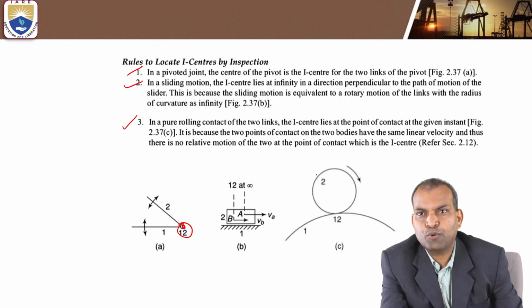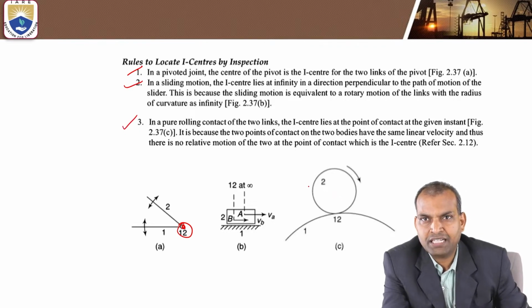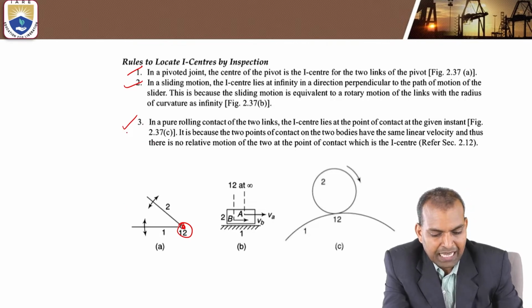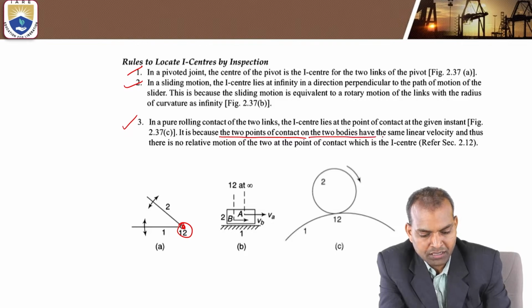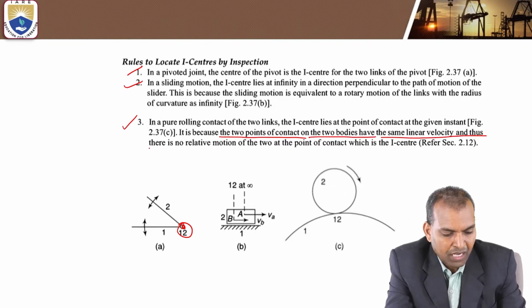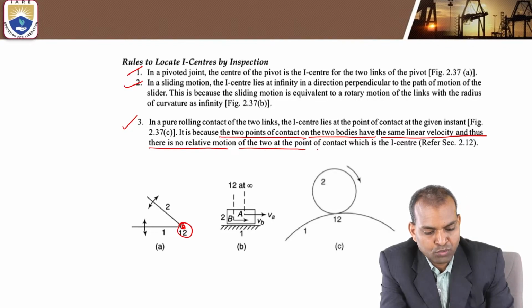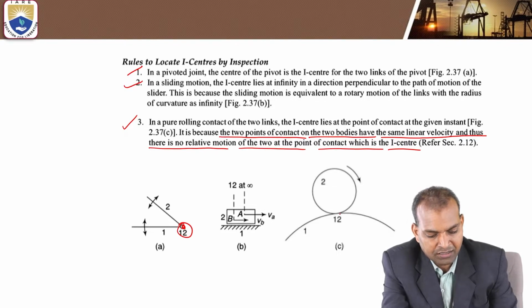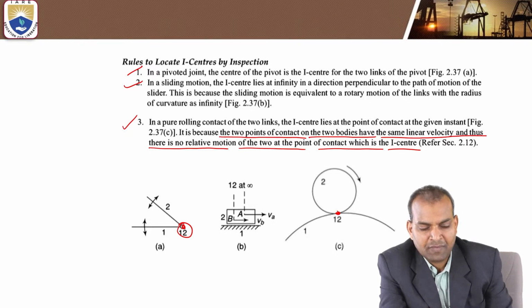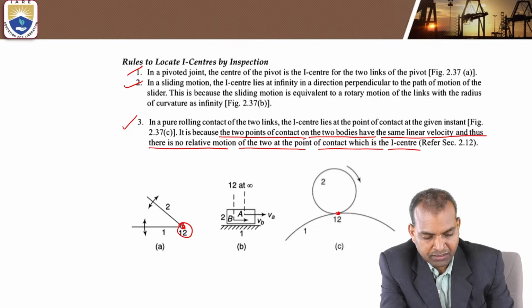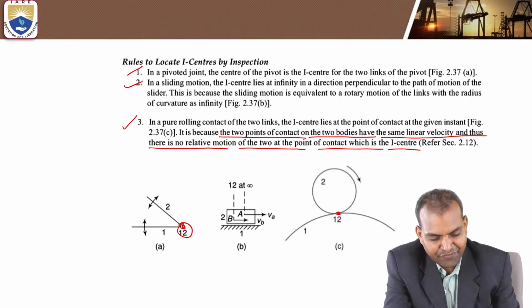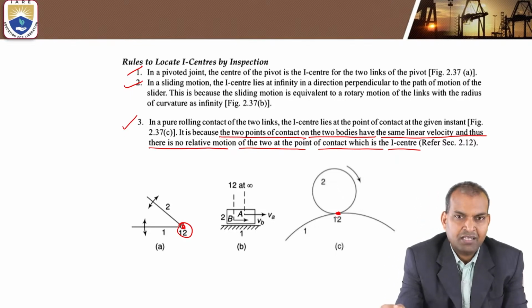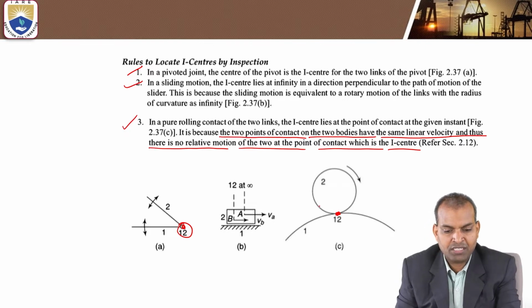Next, here there are two bodies in figure C. In pure rolling contact of the two links, the I center lies at the point of contact at the given instant. It is because the two points of contact on the two bodies have the same linear velocity, and thus there is no relative motion of the two links at the point of contact, which is the I center. This is the I center. So when 1 and 2 are rotating, the contact point is the I center. At that point, the velocity of this point is 0. No relative motion here at this point. That point is the I center.